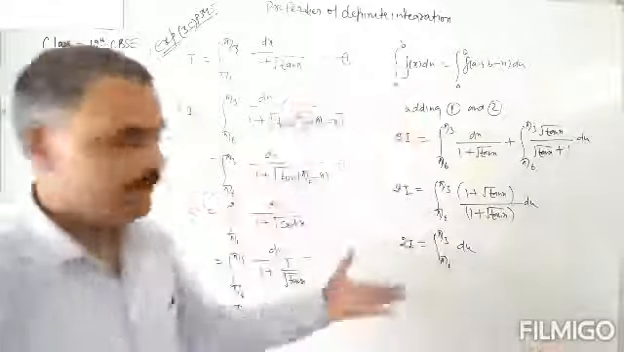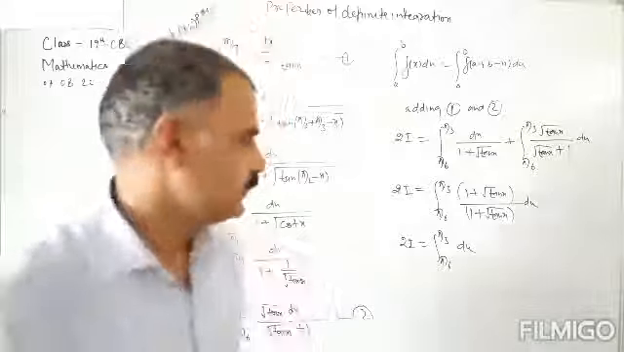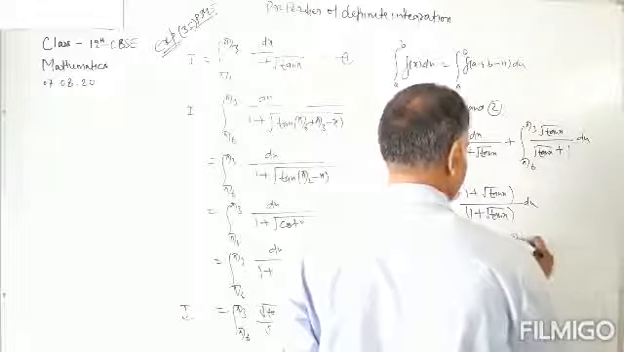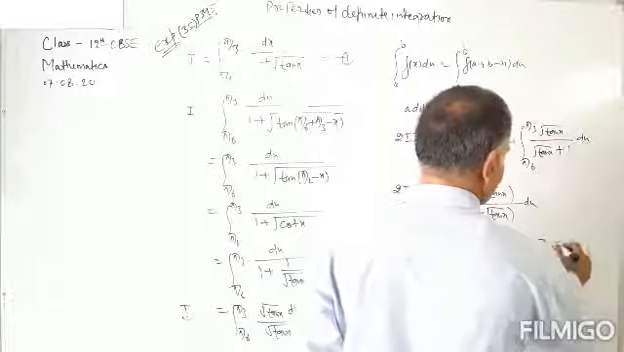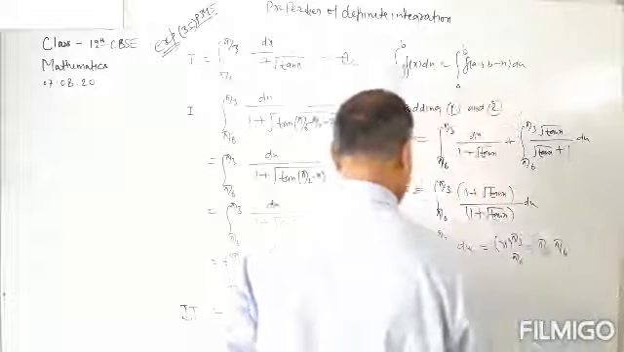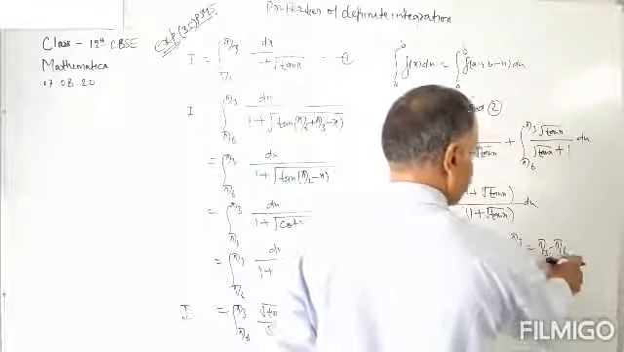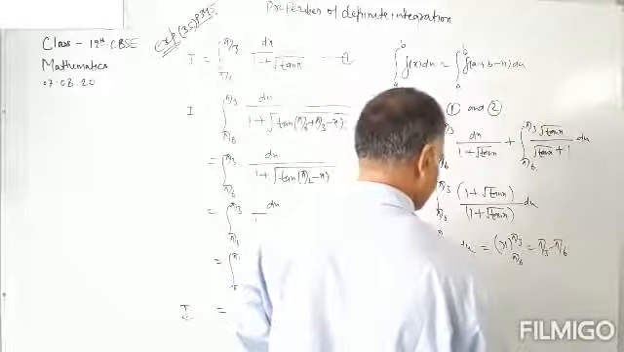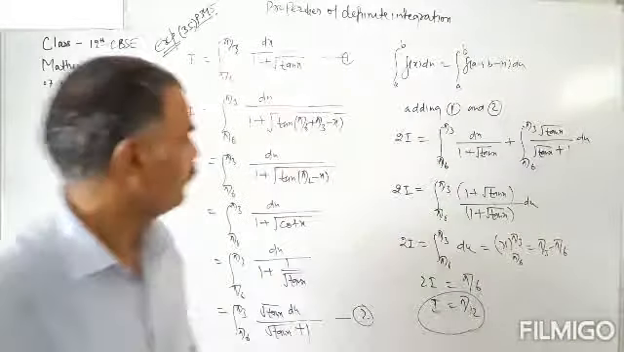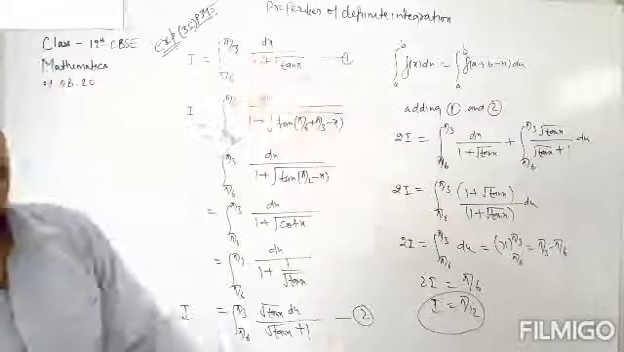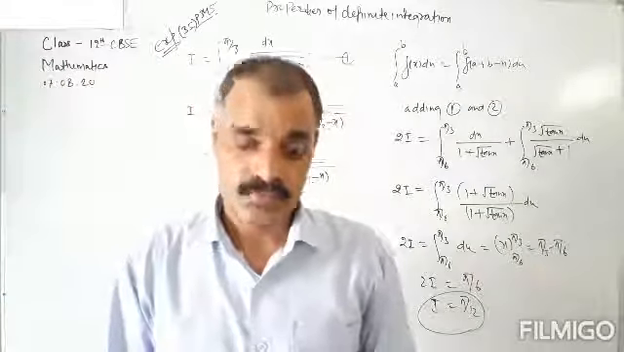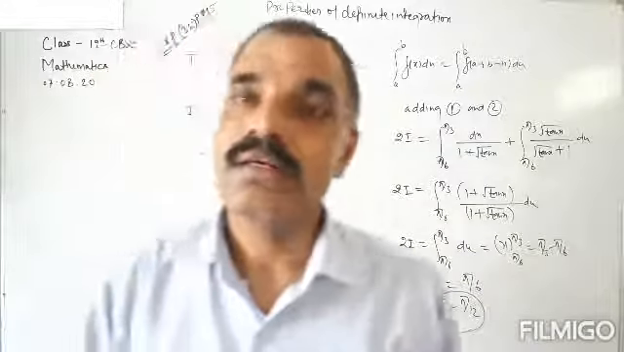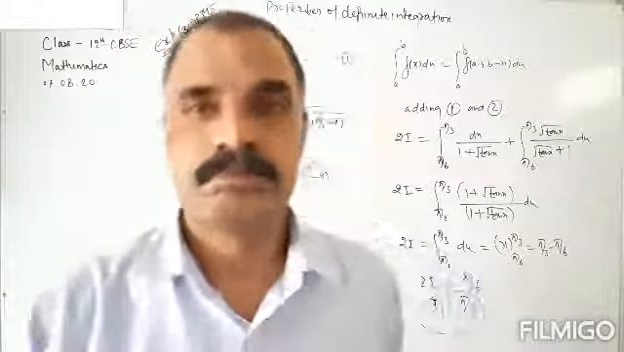Now the integration is very easy. The integral is x, with limits from pi by 6 to pi by 3, so upper limit minus lower limit. 2I equals pi by 3 minus pi by 6, that is pi by 6. So I equals pi by 12. Okay, so this is the final answer of the given integration. In this way, we can use the given properties to solve definite integration. Okay, thank you.